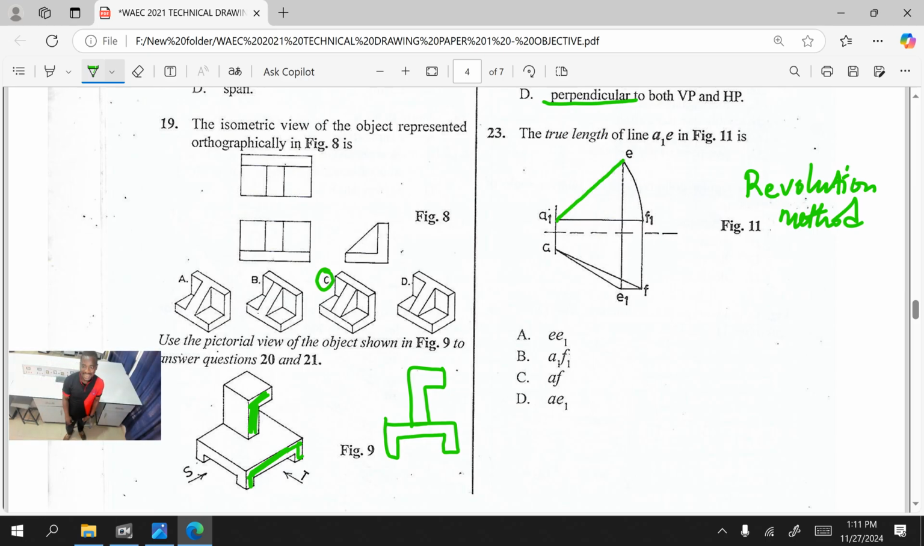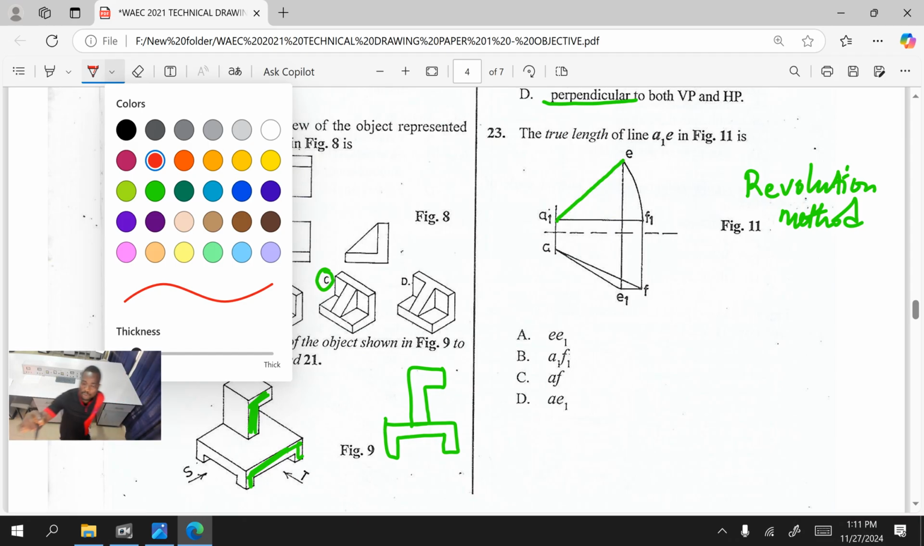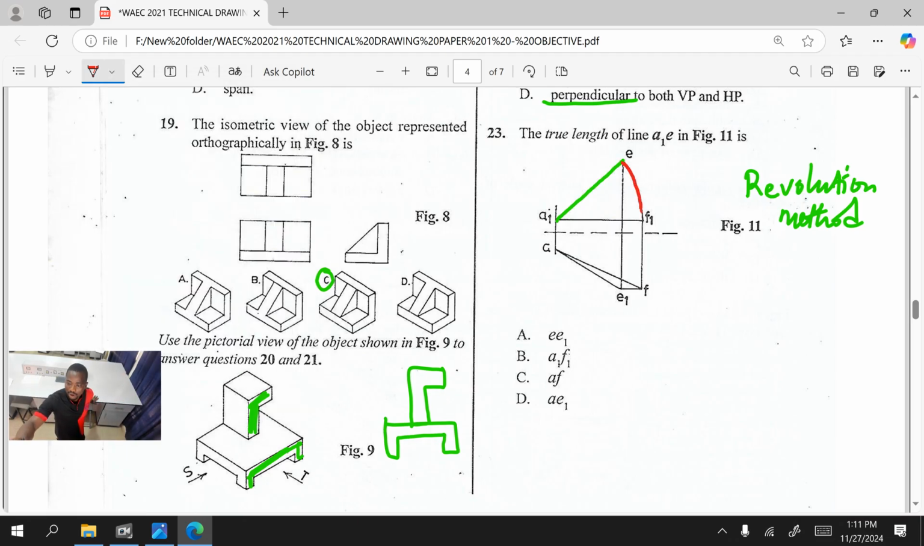This question is also on line in space. So when this line is revolved, we use that revolving to find the true length. They're asking which line out of all these lines is going to be the true length. Look at it. That line is being revolved from point E down to point F1. But that true length will not be found there. The true length will be found at this point F. Do you get it now? So the length is going to be from A to F. That's where the true length is formed.